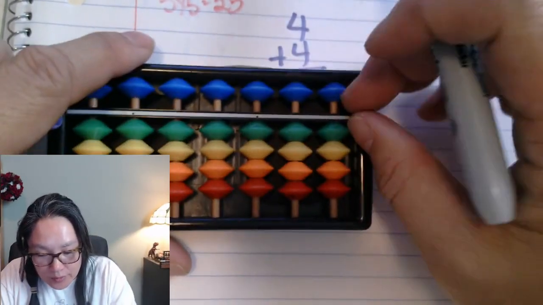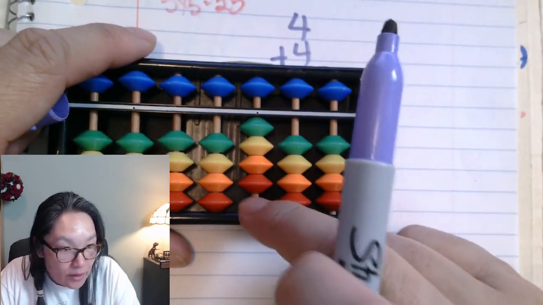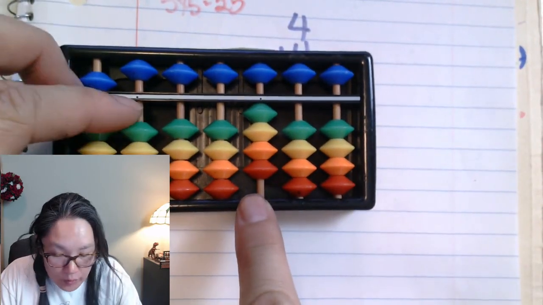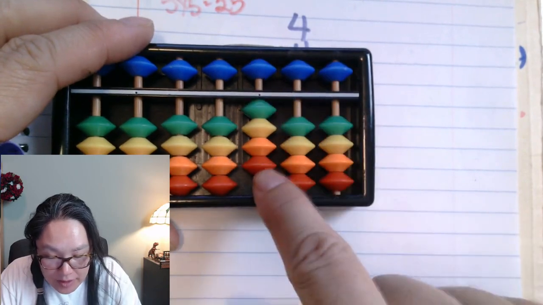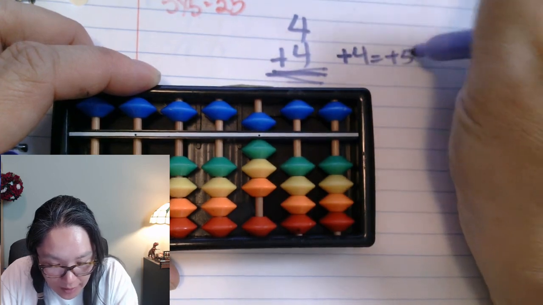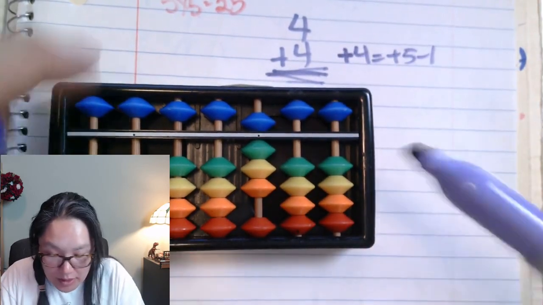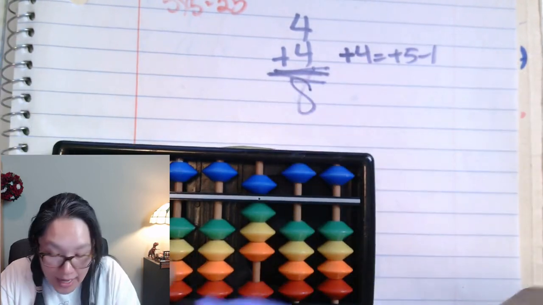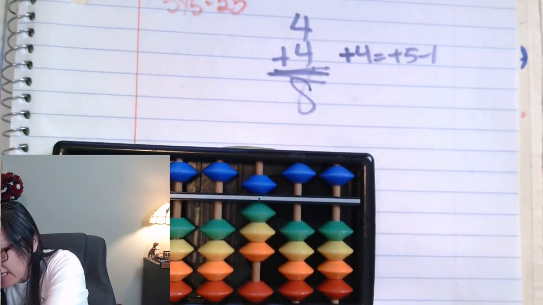So we know this, right? Because we have 4 and then we add another 4. We know we're going to add the 5 plus the 1. So plus the 4 is equal to plus the 5 minus 1. We know this, okay? So my answer is 8. Well, what happens if I add another 4?